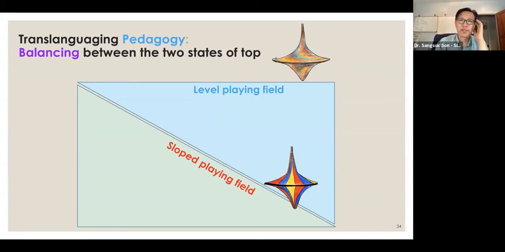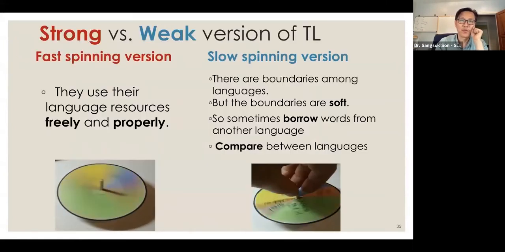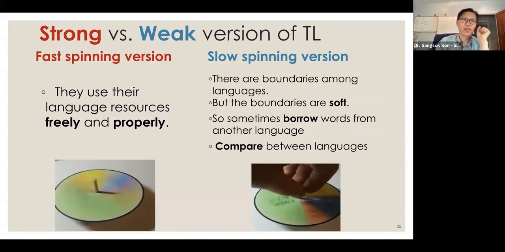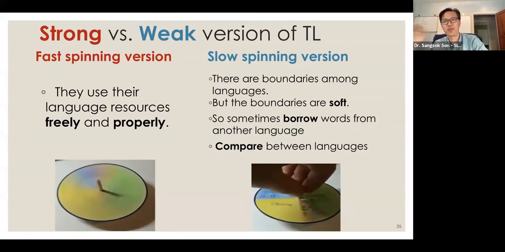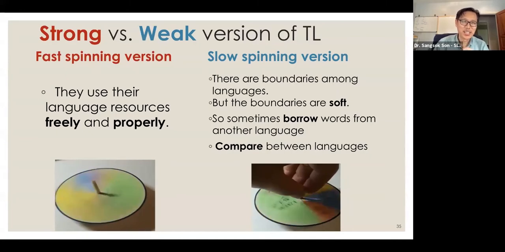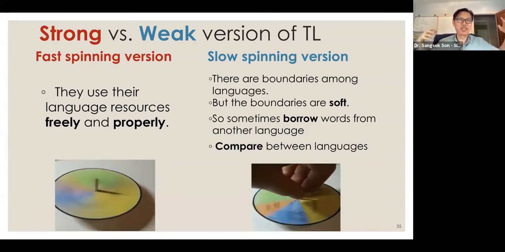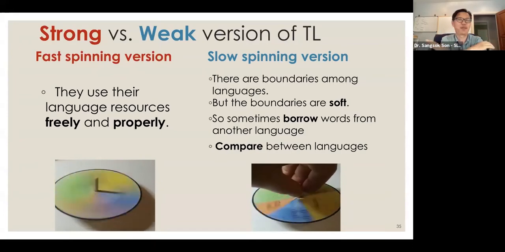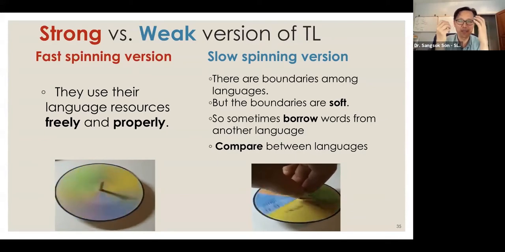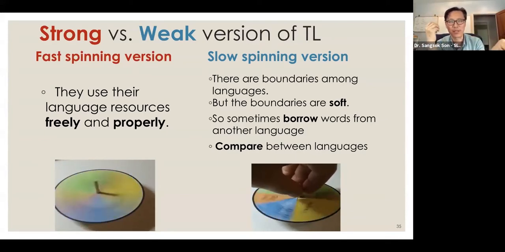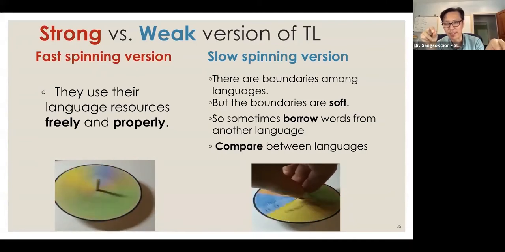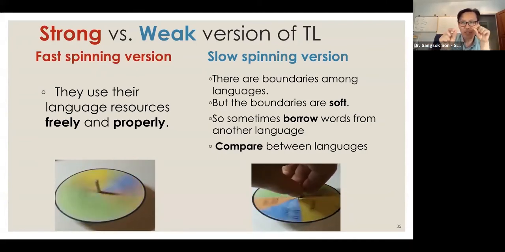Okay, this is a very important concept you must understand to further understand. And there are two different versions of translanguaging type, okay? The first one is the fast spinning version, and the second one is the slow spinning version. In the fast spinning version, as you can see, you cannot see the boundaries. So this is using all of their language resources freely, so they can use all of their languages together freely. This is fast spinning. In the slow spinning, you can see some boundaries. You can see the names of the languages, the different colors, right? So the boundaries are a bit soft.